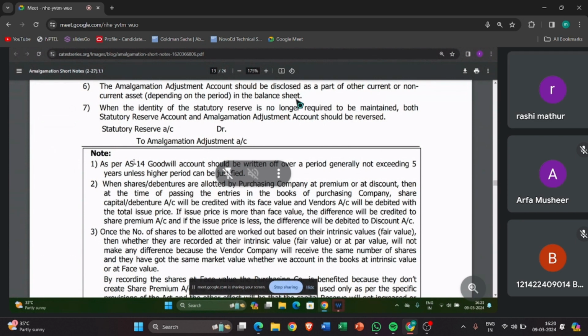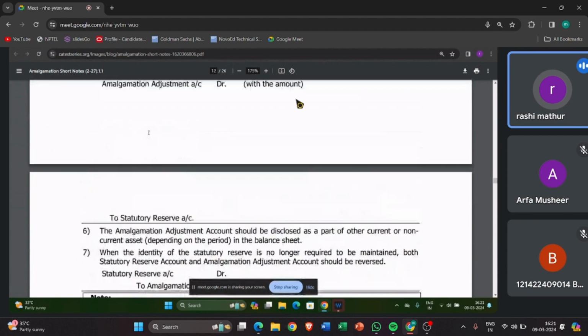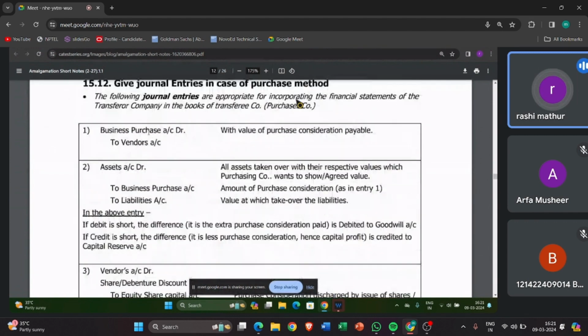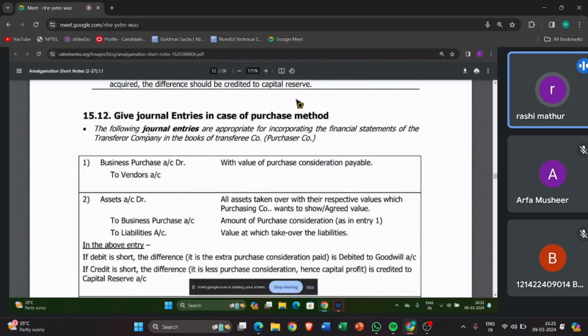Thank you, ma'am. Okay. Because as of now we can't do these sums related to the transferee company and all that. I don't want to burden you. We'll do it offline in class itself after your internals.